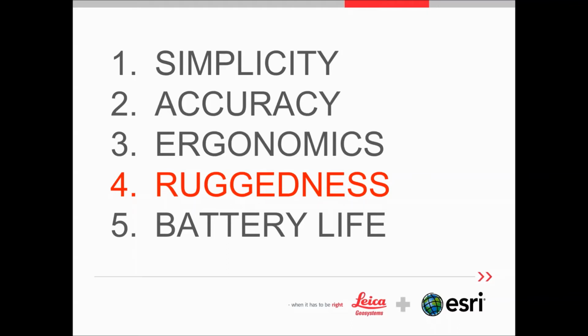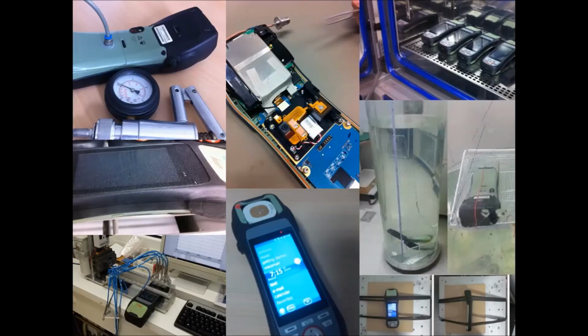So number 4, we've got ruggedness. As with all Leica instruments, Zeno Collector is a very rugged device. These images show some of the tests the hardware was put through during testing, being baked in an oven, having the hard keys pressed thousands of times, and being submerged in water. Pretty serious stuff. The IP rating of the device is 67, which means it's totally impervious to dust and can be submerged up to 1 meter of water for 30 minutes.